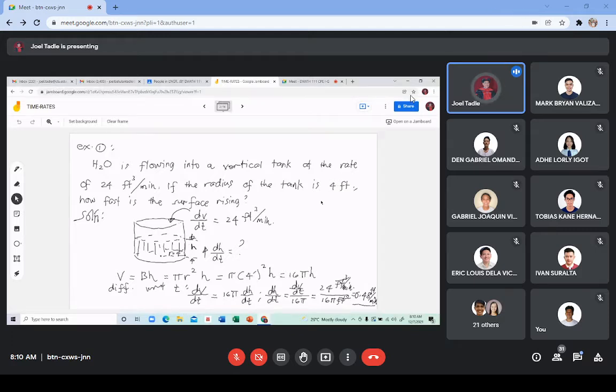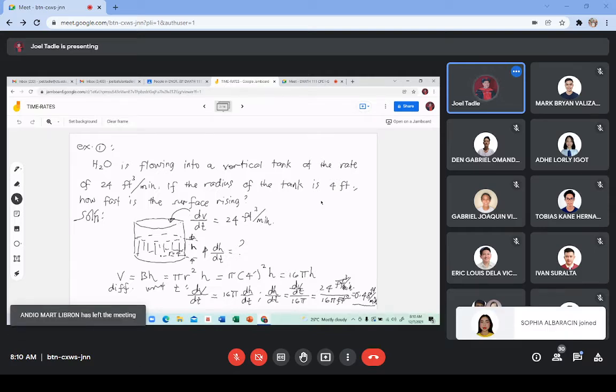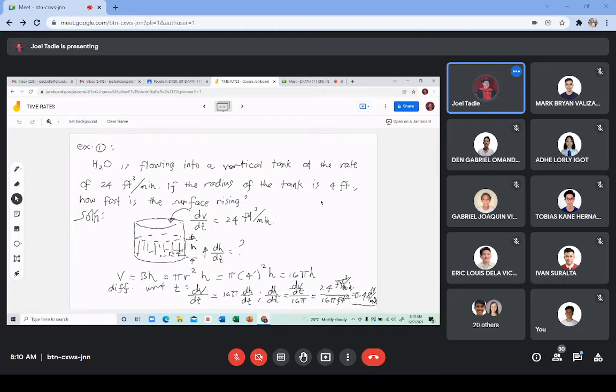So next, we draw the figure. This is a vertical tank, and there is the word radius there. So it means that the cross section of the tank, or the base of the tank, is a circle. So we can draw a cylindrical tank, a vertical cylindrical tank. So this is its form, wherein the base is a circle having a radius of 4 feet. So the equation we will formulate here is the equation in terms of the volume of the tank.